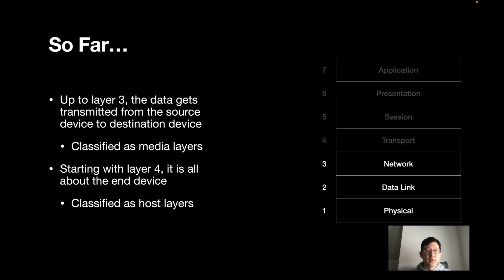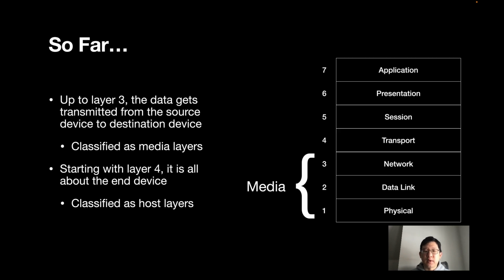Now, so far, we've talked about layers 1, 2, and 3. And these three layers together have helped us transmit data from the source device to the destination device. And these are often classified as the mediate layers. Now, starting with layer 4, transport layer, it is all about the end device. And these are classified as host layers. So let's talk about transport layer.